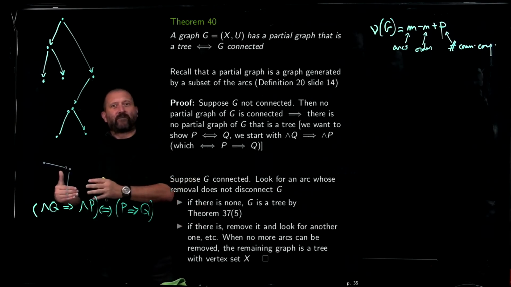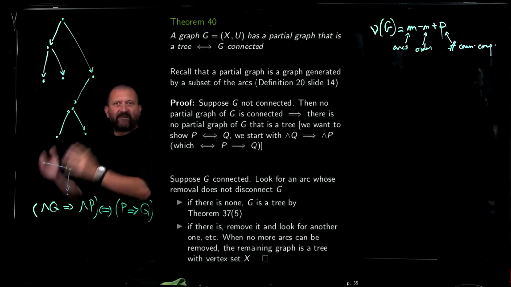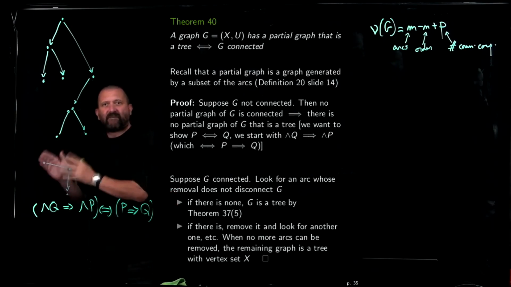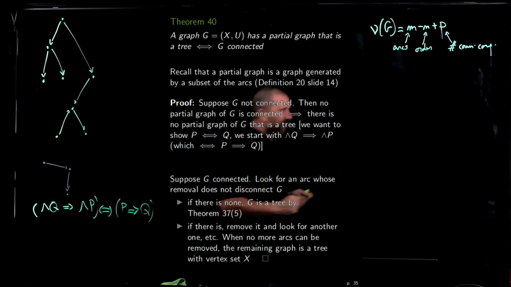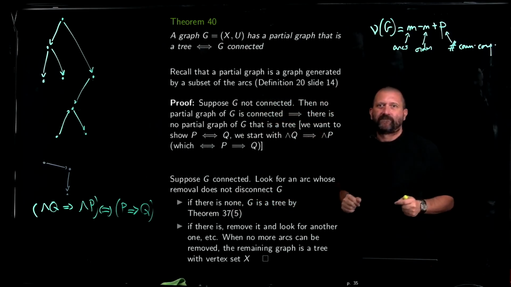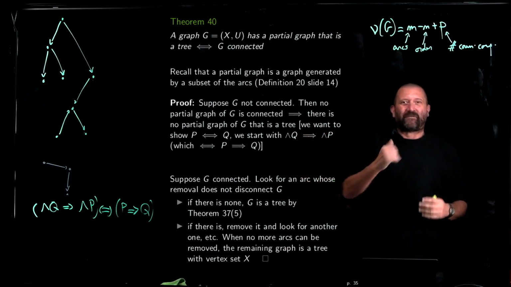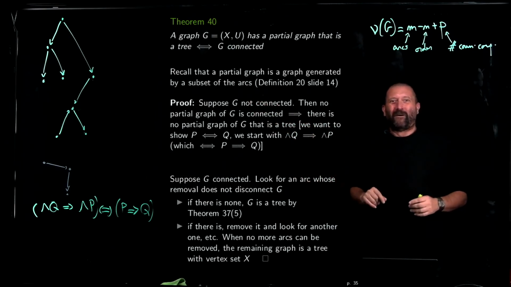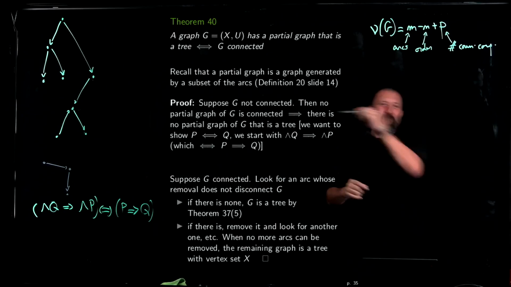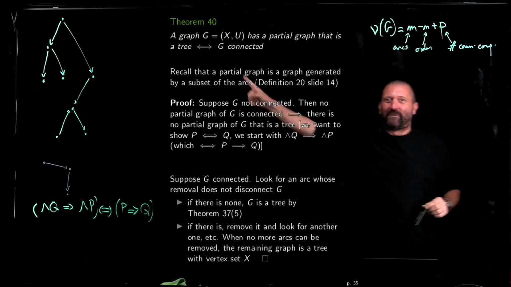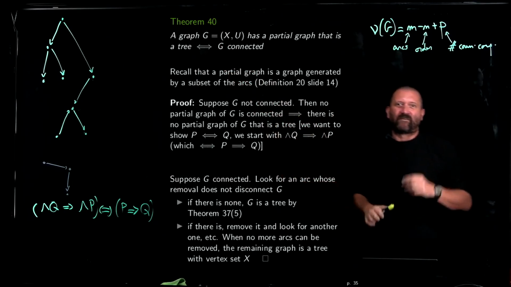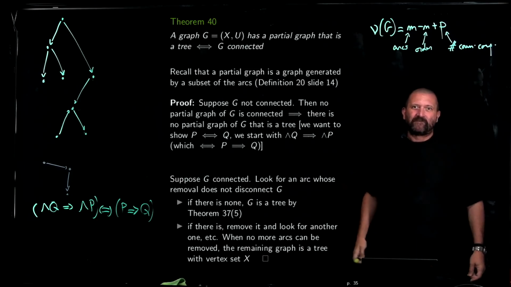And now I take the contrapositive of this. This means that G is connected implies that there's a partial graph of G that is a tree. Okay? Cool. Now, let's do the other direction, the back direction. So let's do now G connected implies that there's a partial graph that is a tree. So suppose G is connected.